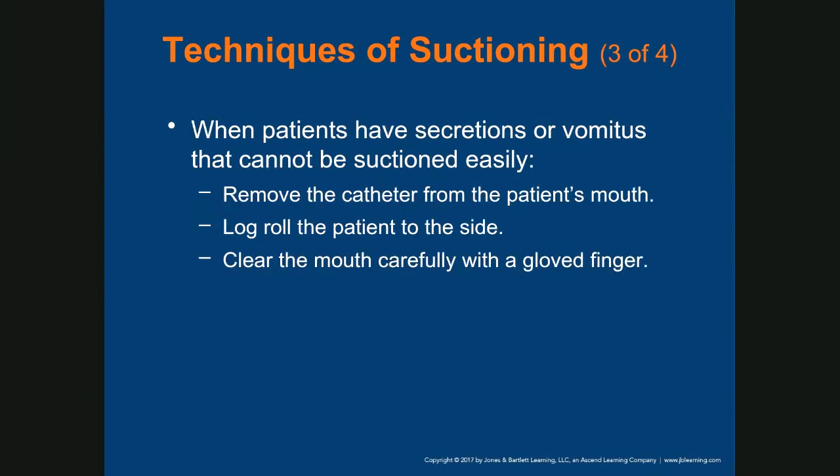When patients have secretions or vomitus that cannot be suctioned easily, remove the catheter from the patient's mouth and log roll the patient to the side. And when you turn a patient, always turn the patient in a direction where you can see what is coming out of the patient's mouth. Clear the mouth carefully with a gloved finger.